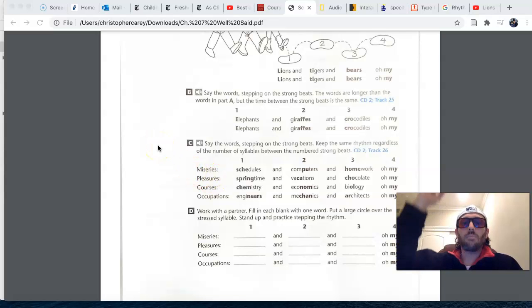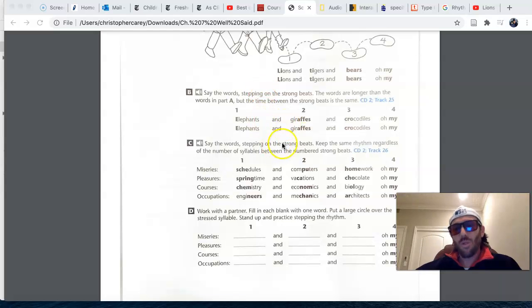Ba ba ba ba ba ba ba ba ba ba ba ba ba. Right? Same as lions and tigers and bears. Oh my. Maybe a little bit longer this one because you have more syllables in between, right? But it's the same up-down pattern that we saw up above. And you can keep that same rhythm with any types of words, as long as they're content words, and any amount or variety of syllables in each word. Notice how the rhythm stays the same regardless of the number of syllables between the strong beats there.